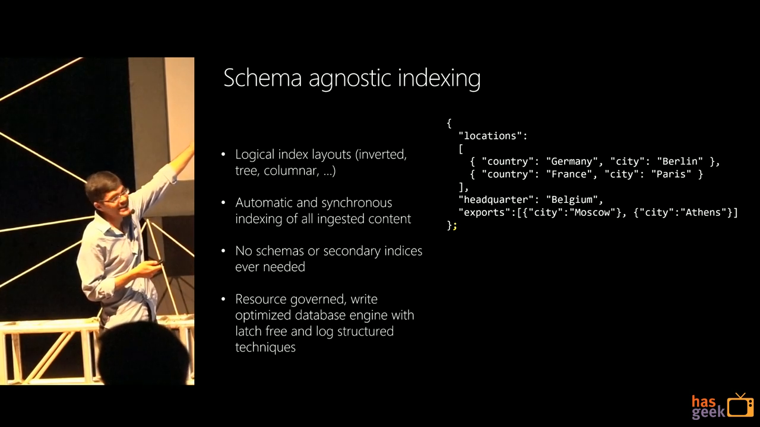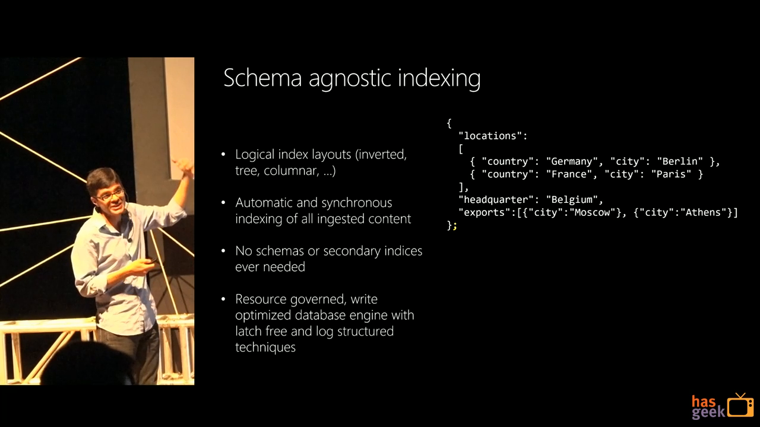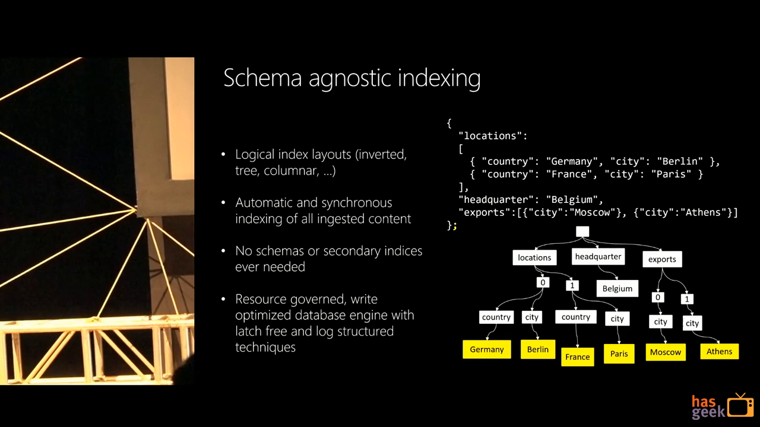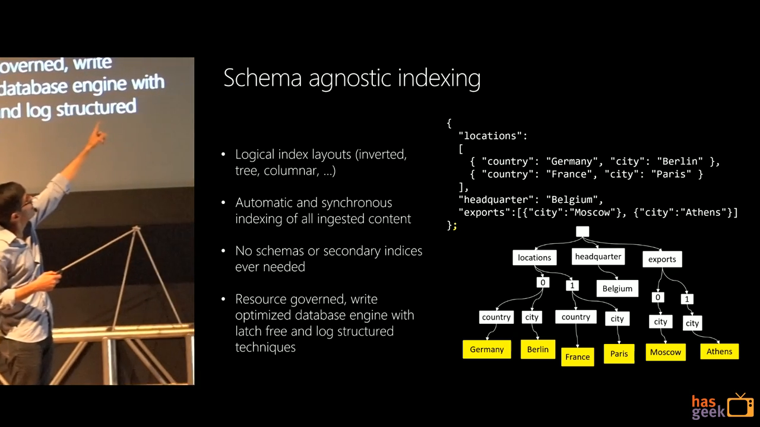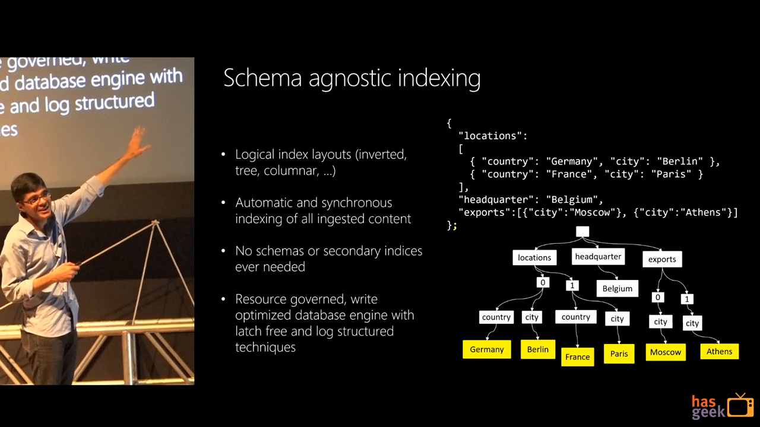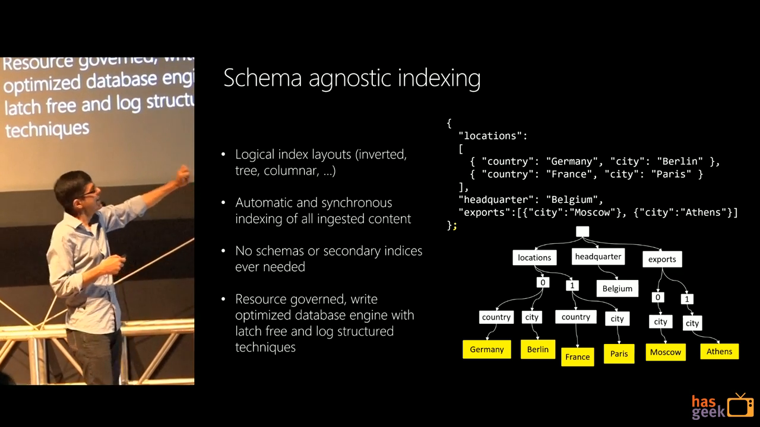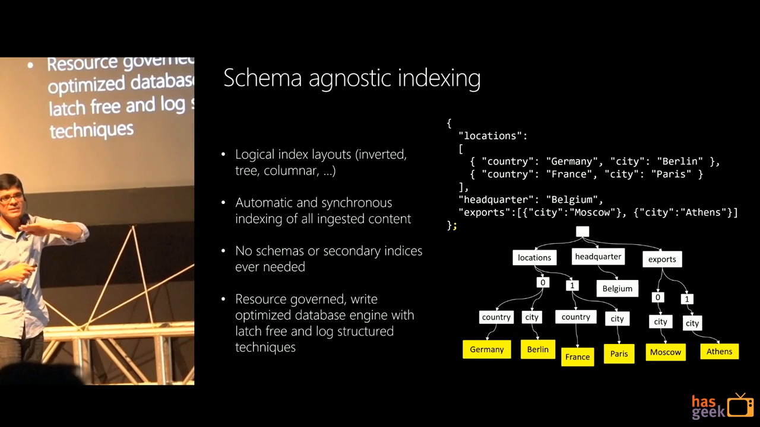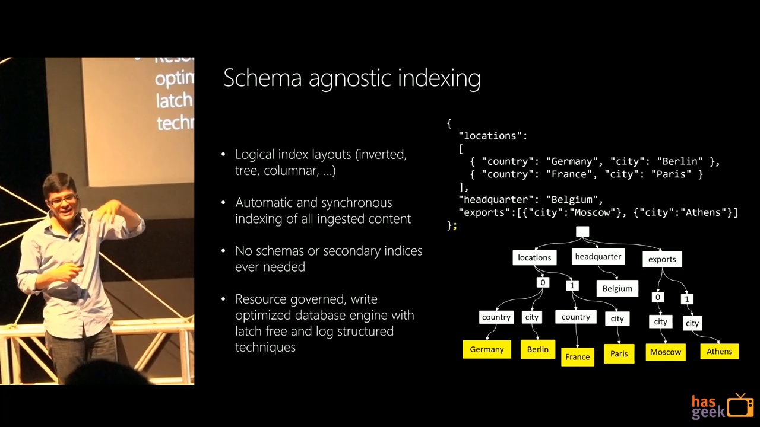What we do is that we take all of the records that we ingest. Here is an example of a JSON record that we ingest. And we turn every record that we ingest into a tree, these kind of logical layouts. So every text label in the JSON representation became a node in the tree. And the query processor and the index management always operate on these materialized trees.